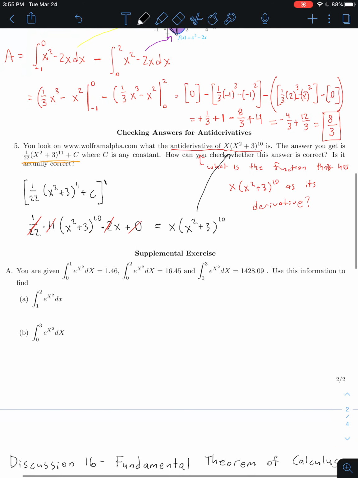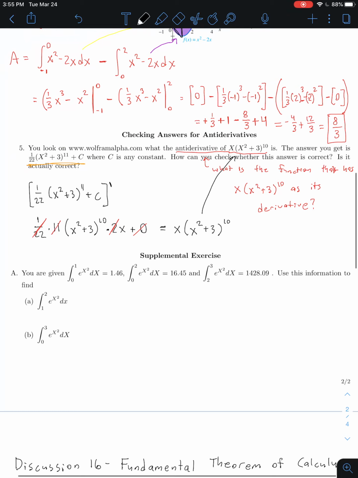And lastly, let's take a look at supplemental exercise A. Here we're given the value of 3 integrals, and we want to use this information to find 2 more integrals. Here again, we're going to use the fact that the integral tells us the area under the curve between the bounds. So this first integral is telling us the area between 0 and 1. The second integral is telling us the area between 0 and 2. And the last one is telling us the area between 2 and 3.